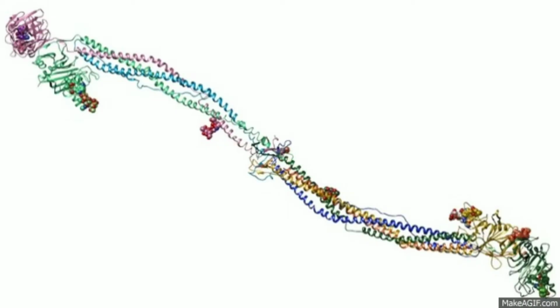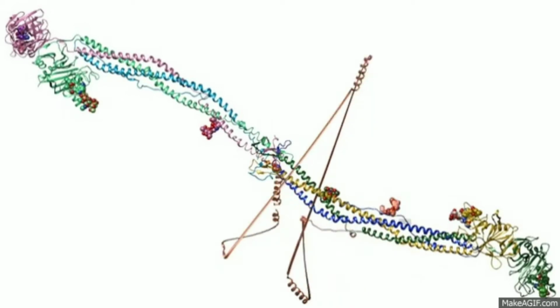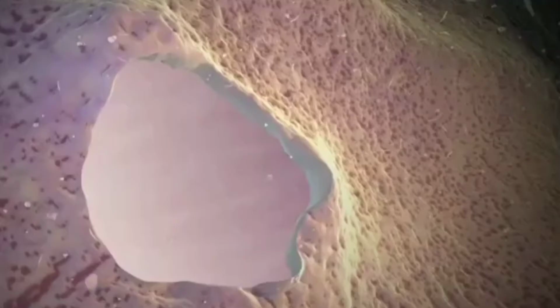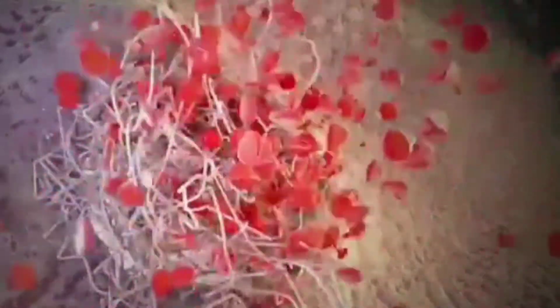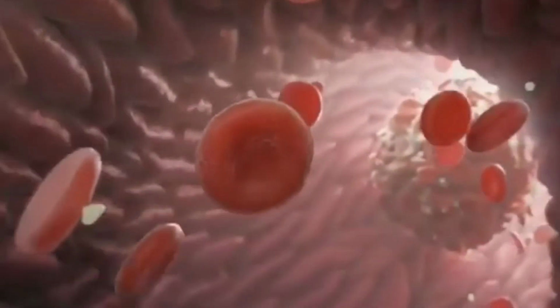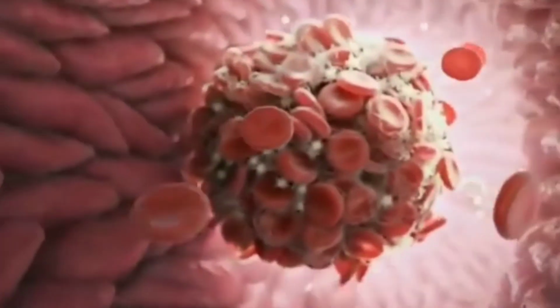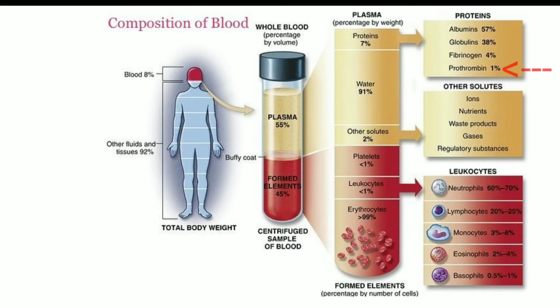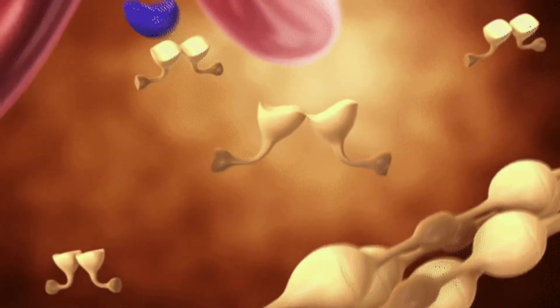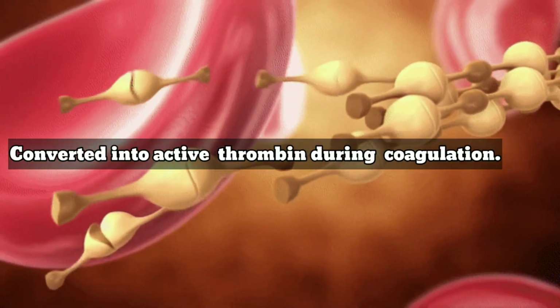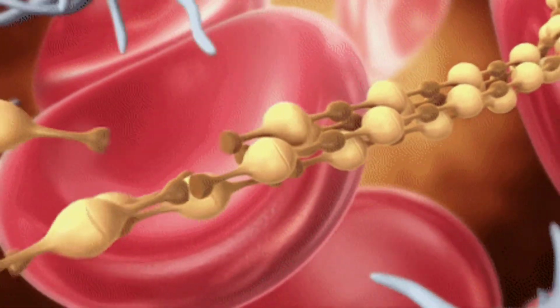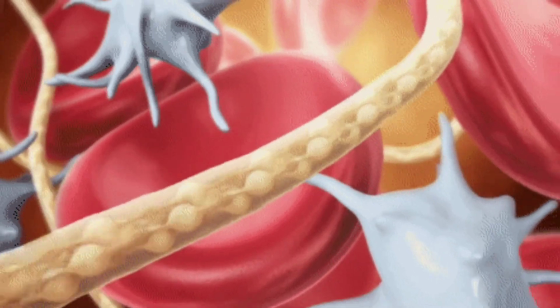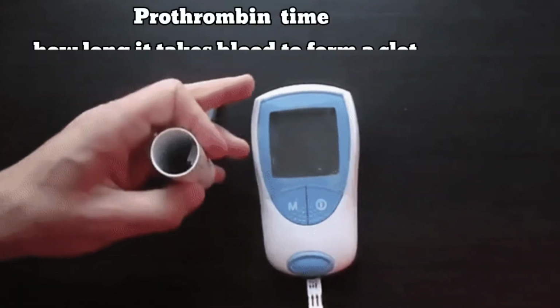The major physiological function of fibrinogen is the formation of fibrin that binds together platelets and some plasma proteins in a hemostatic plug. In a pathological situation, the network entraps large numbers of erythrocytes and leukocytes, forming a thrombus that may occlude a blood vessel. And the last one, at 1%, is prothrombin, a protein present in blood plasma, converted into active thrombin during coagulation. It is also made by the liver. Prothrombin time is one way of measuring how long it takes blood to form a clot.